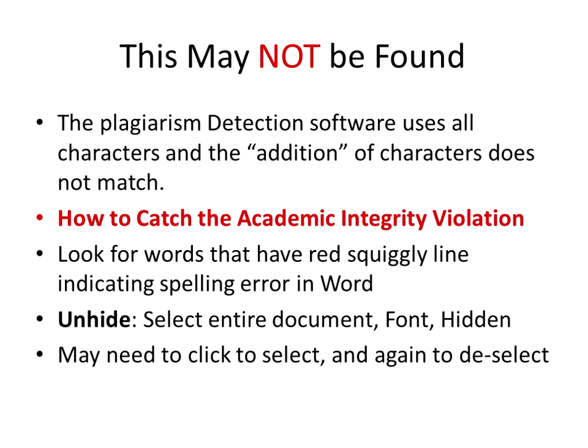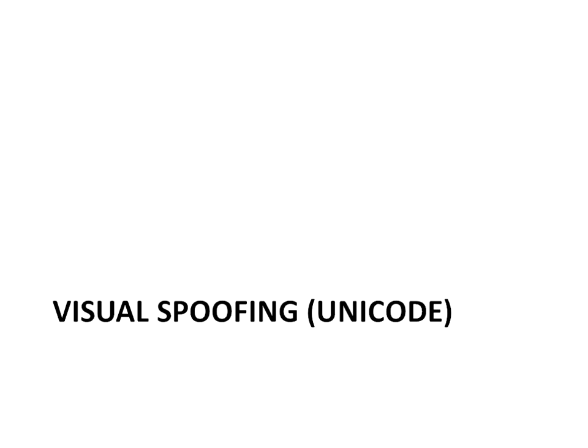Plagiarism detection software uses all the characters, and the addition of characters doesn't match. And if you look for words that have the red squiggly line, they might give you the indicator that there's a spelling error. Sometimes if you have spaces, it doesn't find it as an error. So there are some real strange things that might happen, but you have to be careful because your plagiarism detection may or may not find that hidden character.